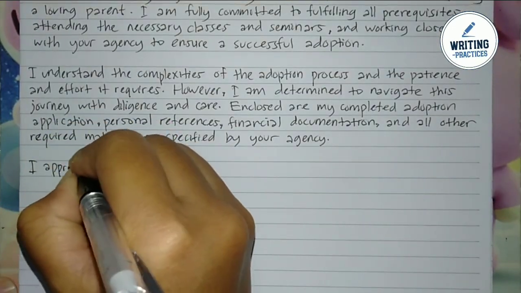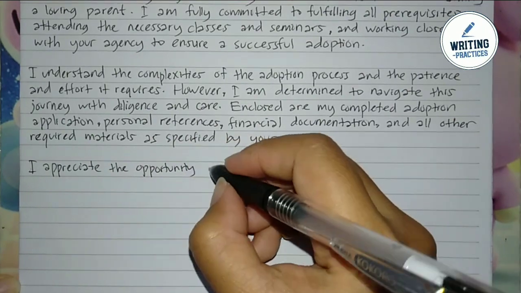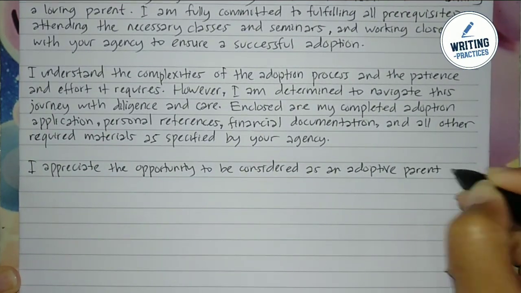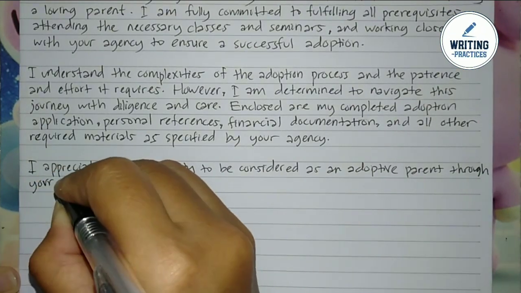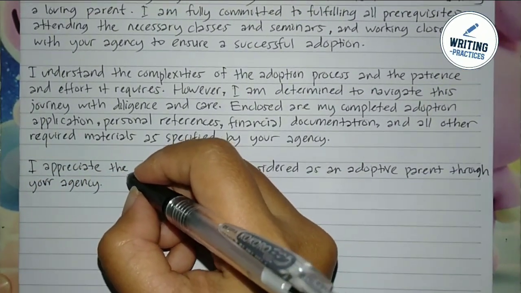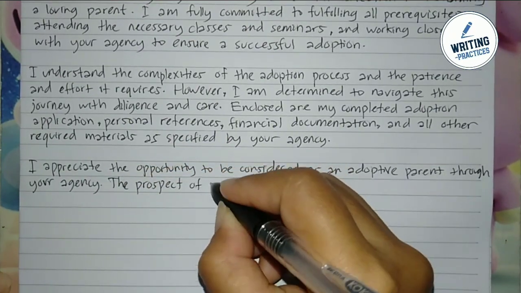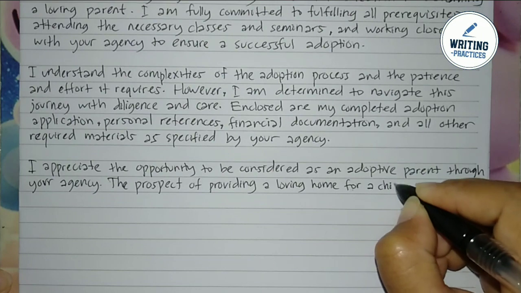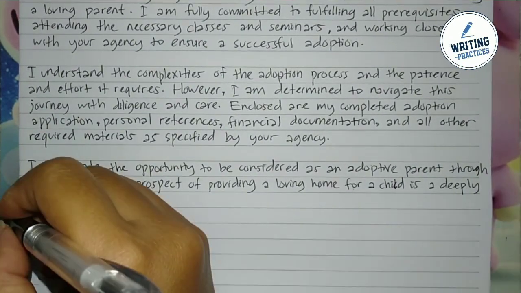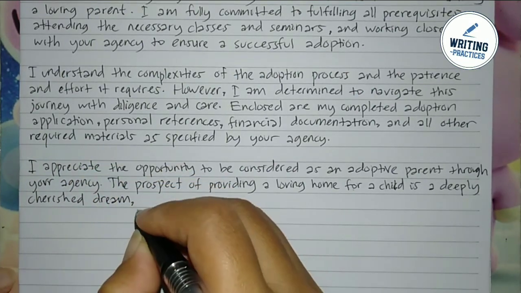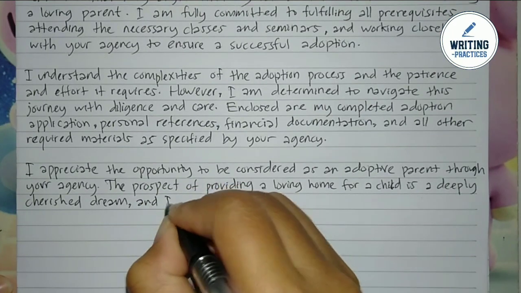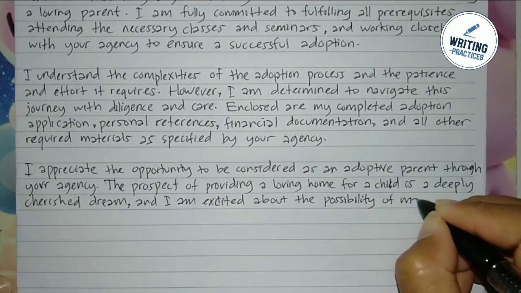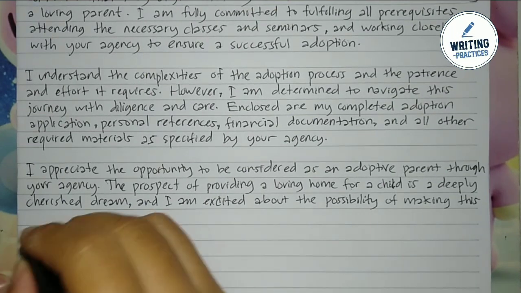In the fourth paragraph, after giving a confirmation of the submission of required documents, now you can write your expression of appreciation for the opportunity. It is an implicit message that you are asking for a chance to get this opportunity. So, you may write, "I appreciate the opportunity to be considered as an adoptive parent through Cherished Beginnings Adoption Agency." And now, you can talk about how you have been waiting for a day like this, a day when you send your adoption application. Simply write, "The prospect of providing a loving home for a child is a deeply cherished dream." By reading this, the recipient would get how serious you are. And you can add, "I am excited about the possibility of making this dream a reality with your guidance."